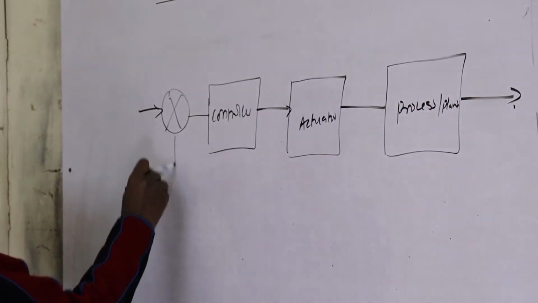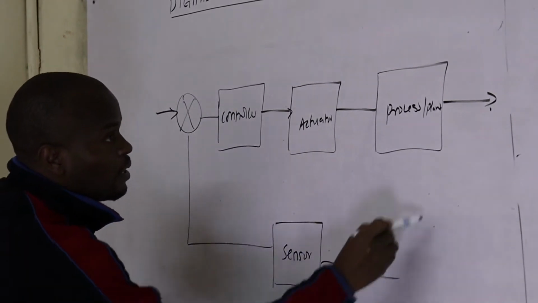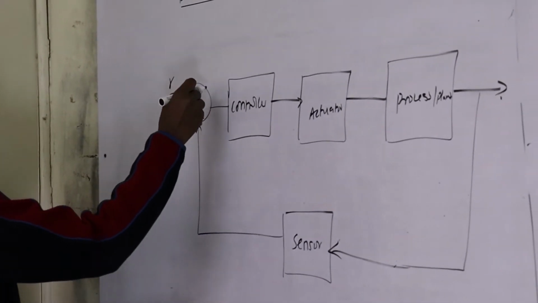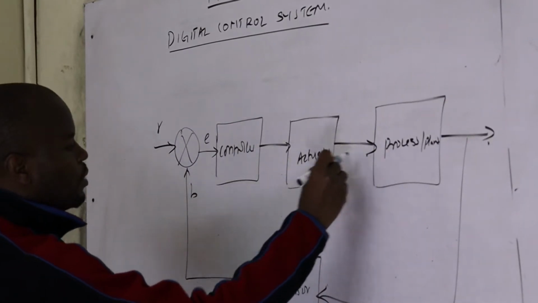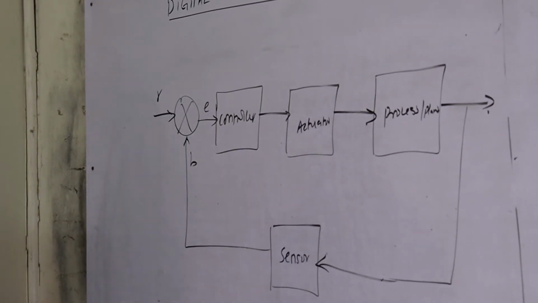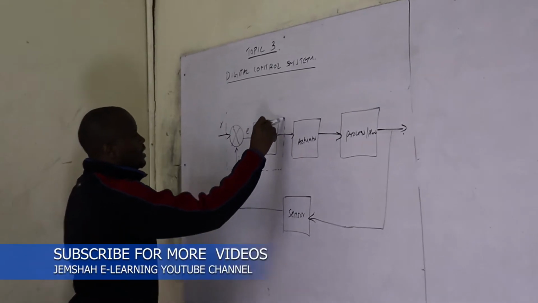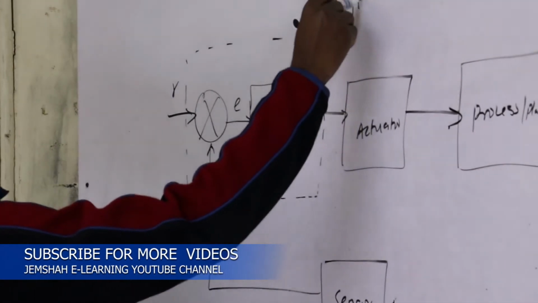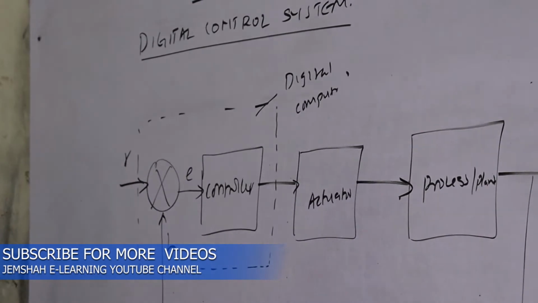So when we look at the digital control system, of course, that is the sensor, that is the line for the feedback. So that is R, this is the error, and this is the feedback B. When you talk about the digital control system, in this case we simply use a digital computer, and the digital computer will replace the controller and the comparator.